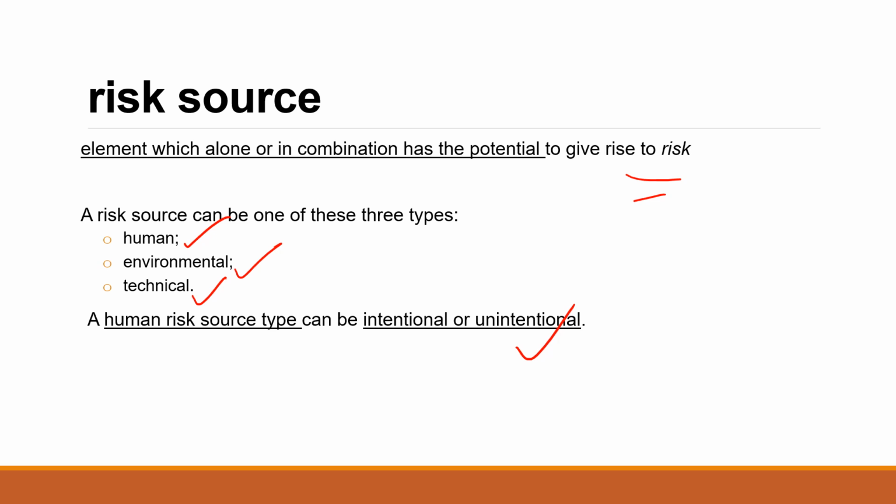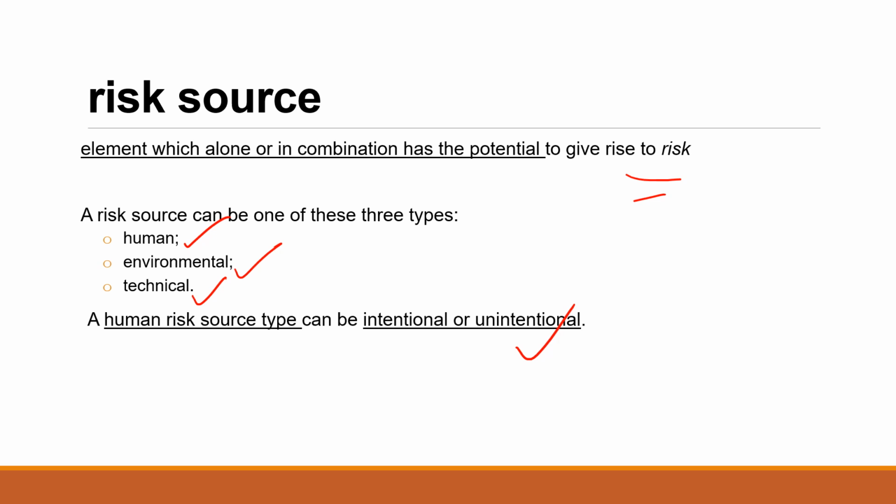We have to look at what the different sources are. Human risk source type can be intentional or unintentional. Let's take an example to make it clear. Intentional means something done intentionally. Take the case of the insider: there is an employee who is not aware of it, so whatever he is doing is unintentional. To address it, you go for giving knowledge, training, awareness and all.